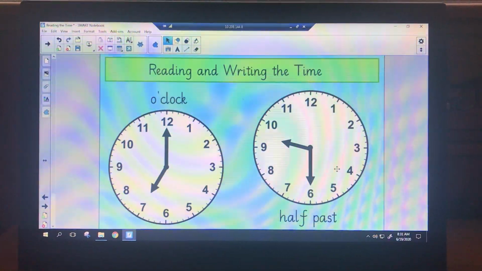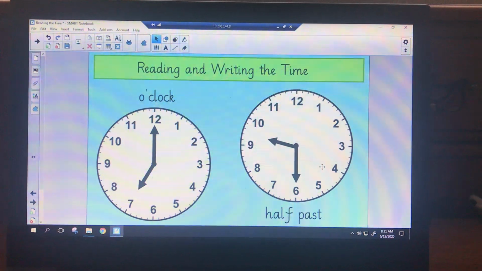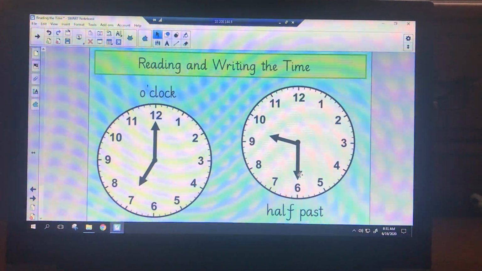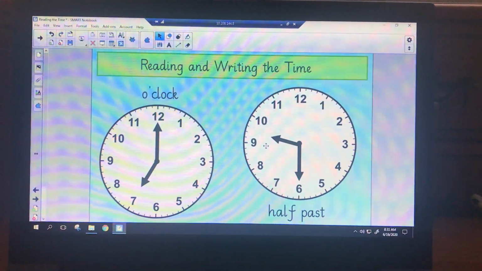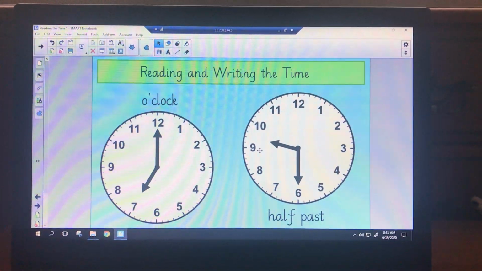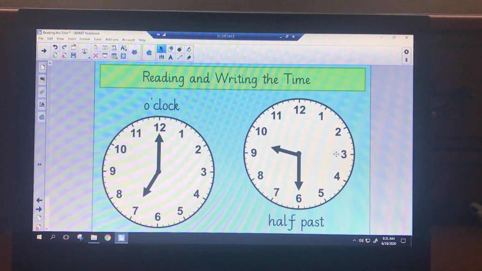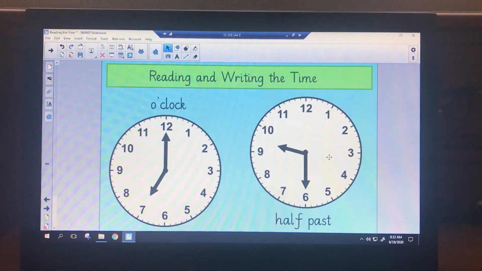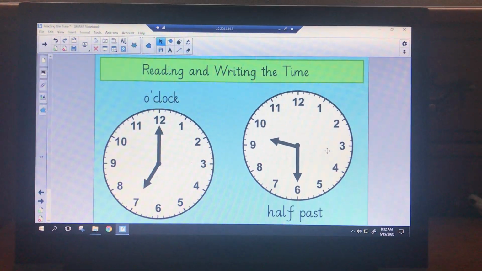When the minute hand is pointing to the 6, we say that it is half past the hour. So in this case, we are half past, and the hour that we are halfway past is 9. So the hour hand is not pointing at the moment to an actual number specifically. It is pointing halfway between 9 and 10. And that is because, according to the minute hand pointing at the 6, we are half past the hour of 9. So we would say this time is 9:30.